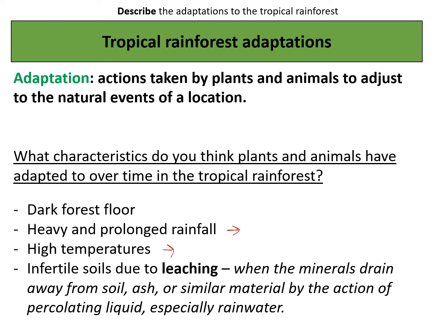The dark forest floor means that they need to be able to survive in those wet and dark conditions. And also there's infertile soils. So because the minerals are being washed away, we get a lot of leaching happening. So that can lead to lots of complications that these animals and plants need to be able to adapt to.